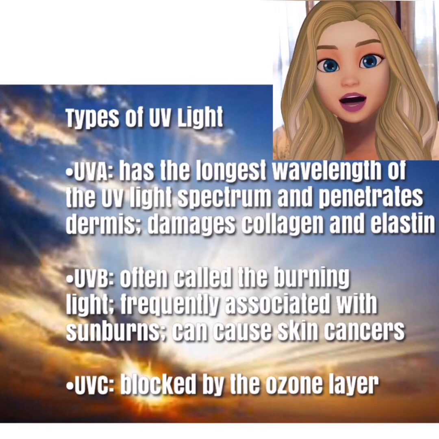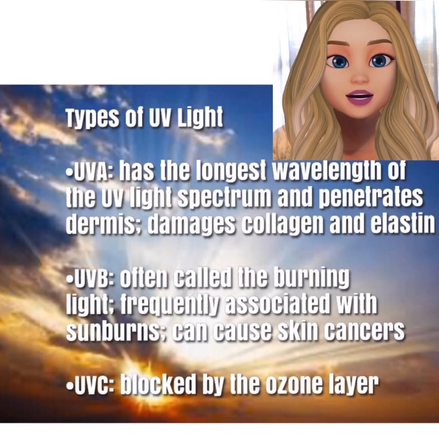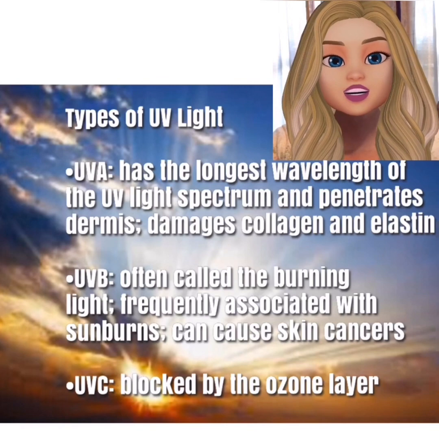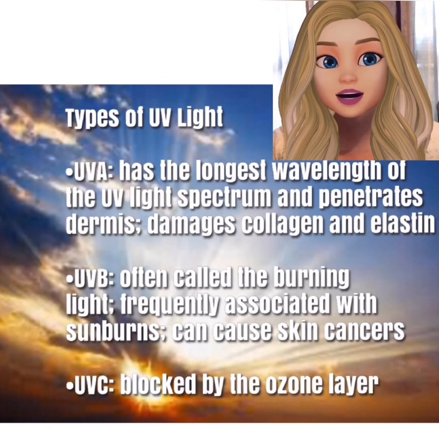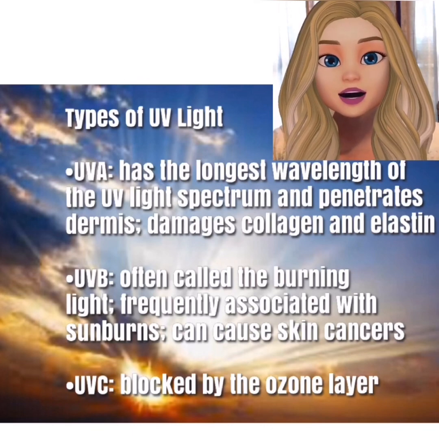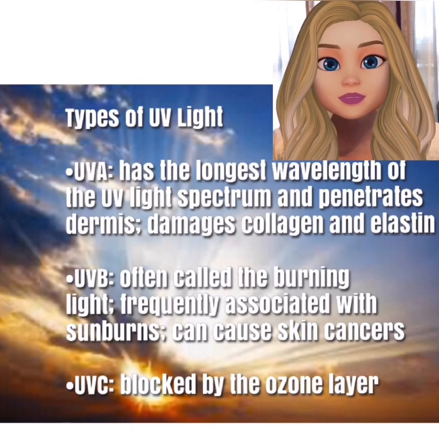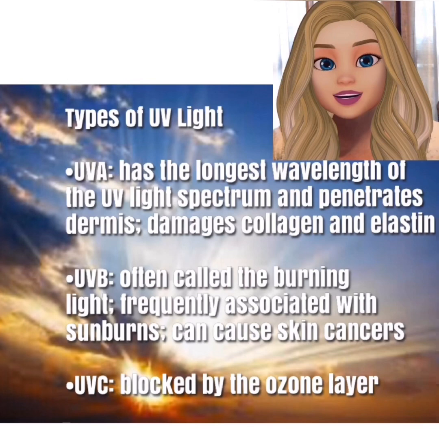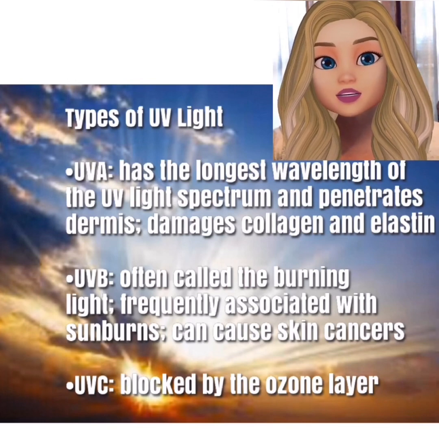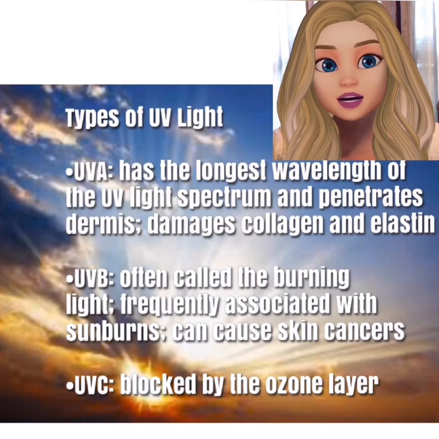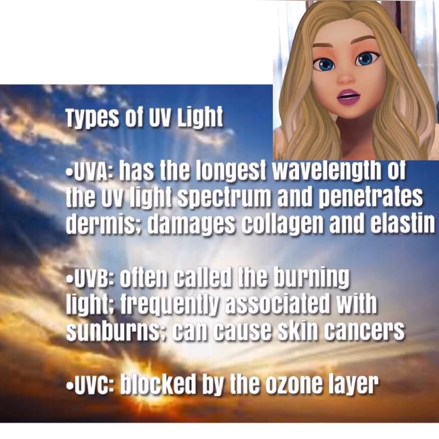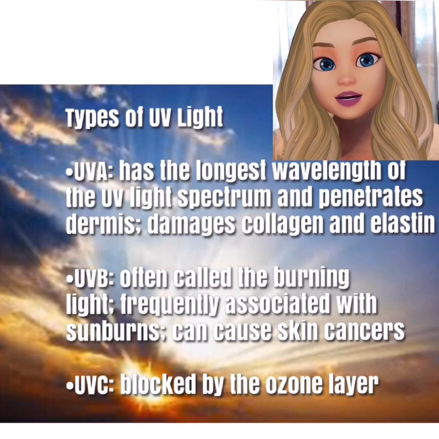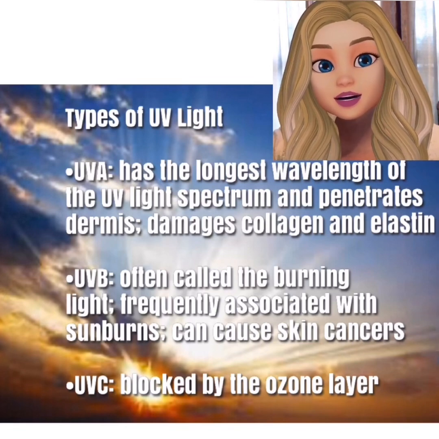Ultraviolet B light is often called the burning light because it's most associated with sunburns. Excessive use of UVA and UVB light can cause skin cancers. Ultraviolet C light is blocked by the ozone layer. If the Earth loses the protective layer of the ozone, life will no longer exist as we know it. We do not want to deplete the ozone layer because it protects us from the UVC radiation.